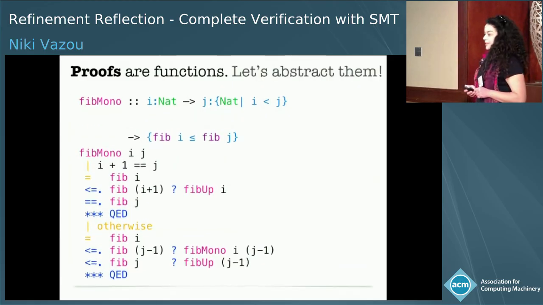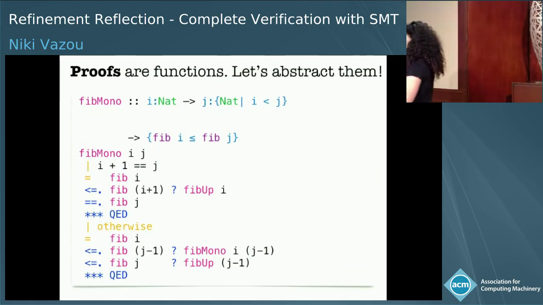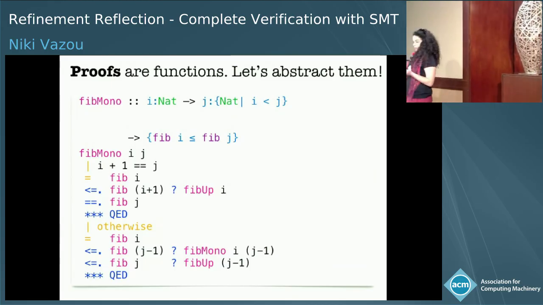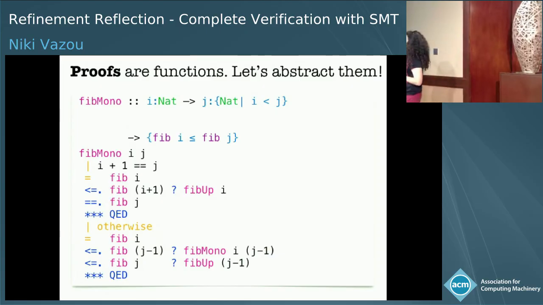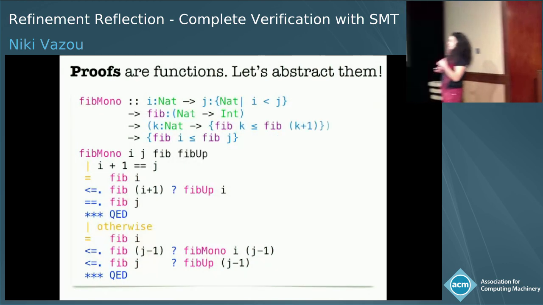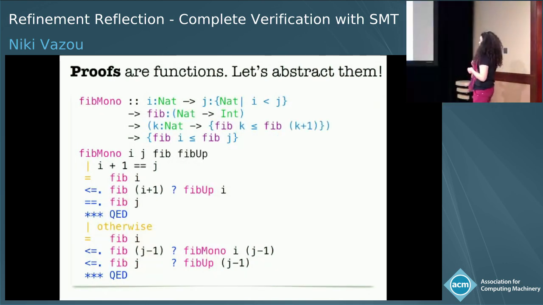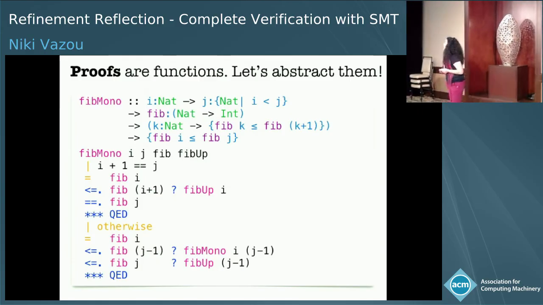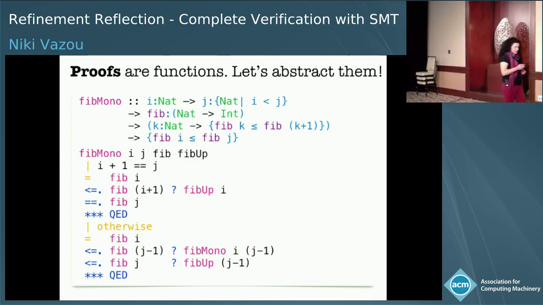And also, what else can we do with functions? We can go on and abstract them. So this theorem says that fib is monotonic, and it is using the proof that fib is increasing, and it is using the fib function. But what we can go on and do is abstract away the fib and the fib up. So have a theorem that says that for each function on natural numbers, if you give me a proof that it is increasing, then I can give you back a proof that it is monotonic. And again, the proof is similar as before.